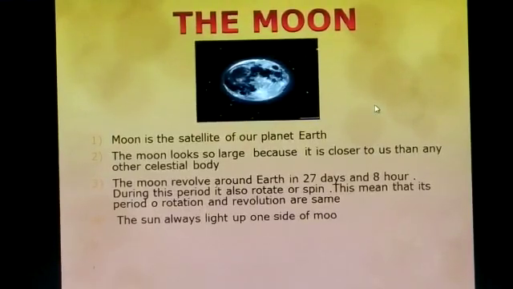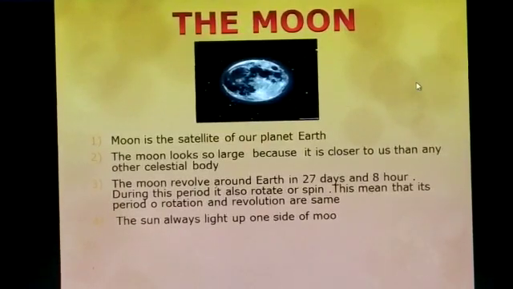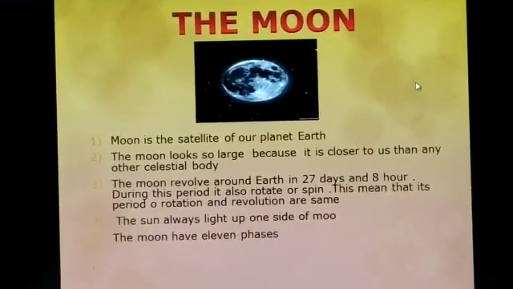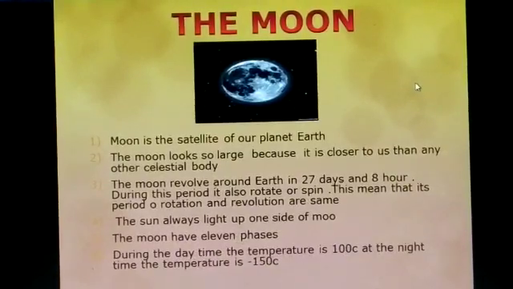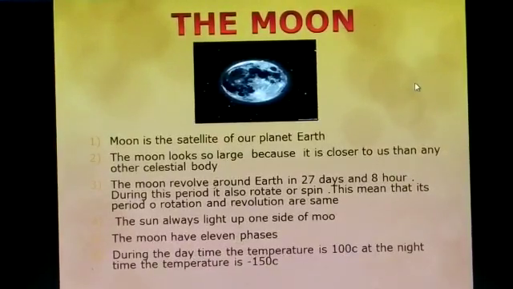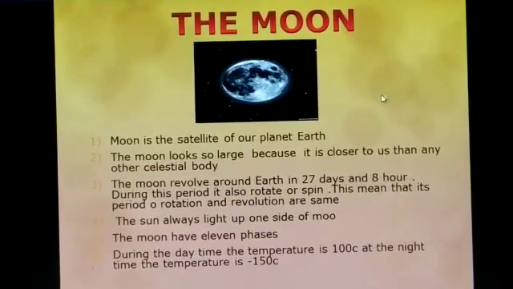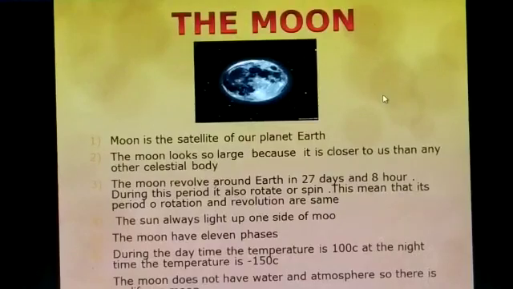The sun always lights up one side of the moon. The moon has phases. During the daytime, the temperature is 100 degrees Celsius. At night time, the temperature is minus 150 degrees Celsius. The moon does not have water or atmosphere, so there is no life on the moon.